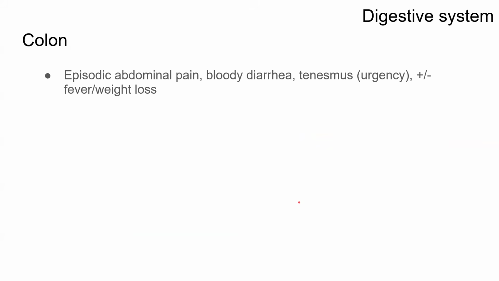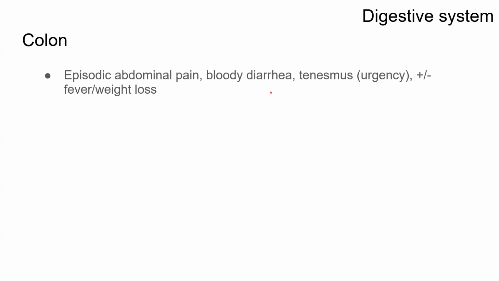Okay. So you might be thinking about where this is going next, since we were just talking about Crohn's. But let's say we have a different patient that has episodic abdominal pain and maybe they have bloody diarrhea. Maybe they have tenesmus, which is basically they feel like they have to have a bowel movement very frequently, all the time. They might also have fever and weight loss over the course of a couple months.